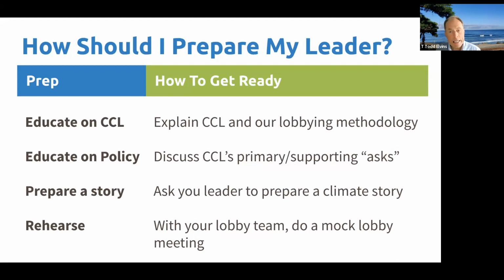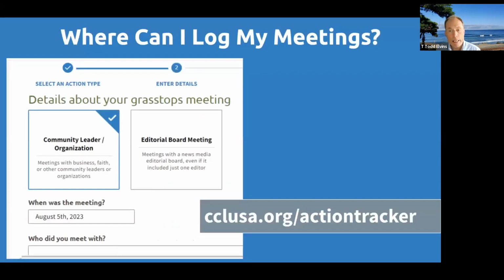While you're educating and developing a trusting relationship with your prominent community leader, it's important to log your meetings in CCL's action tracker. Here's a screenshot of the CCL action tracker and how to log your meetings with a community leader. And you can get to the action tracker by going to the community dashboard, and you'll see action tracker, the link to it right up there at the top. Logging your meetings helps CCL to know how much Grasstops activity is happening and helps your chapter to work towards its year-end goals.